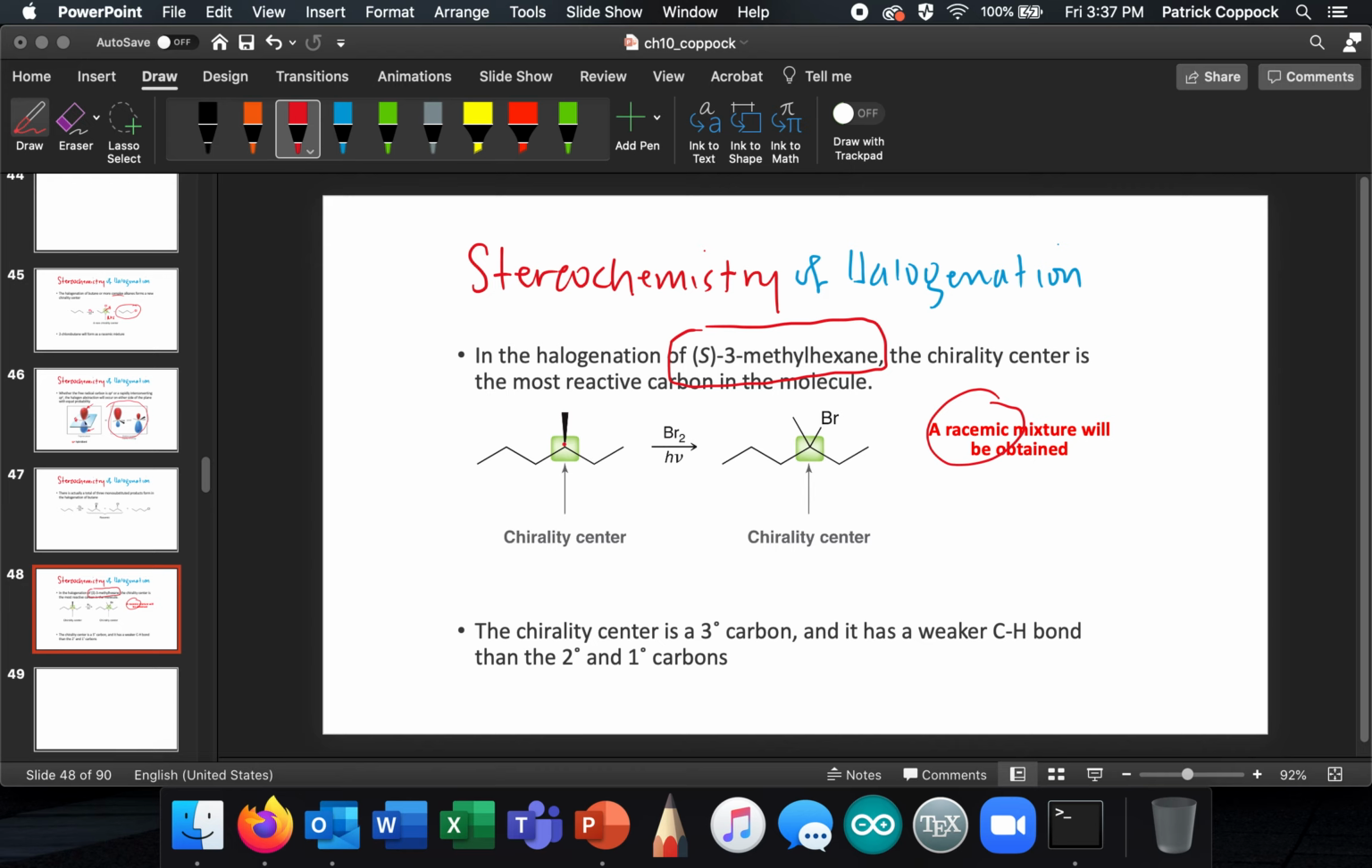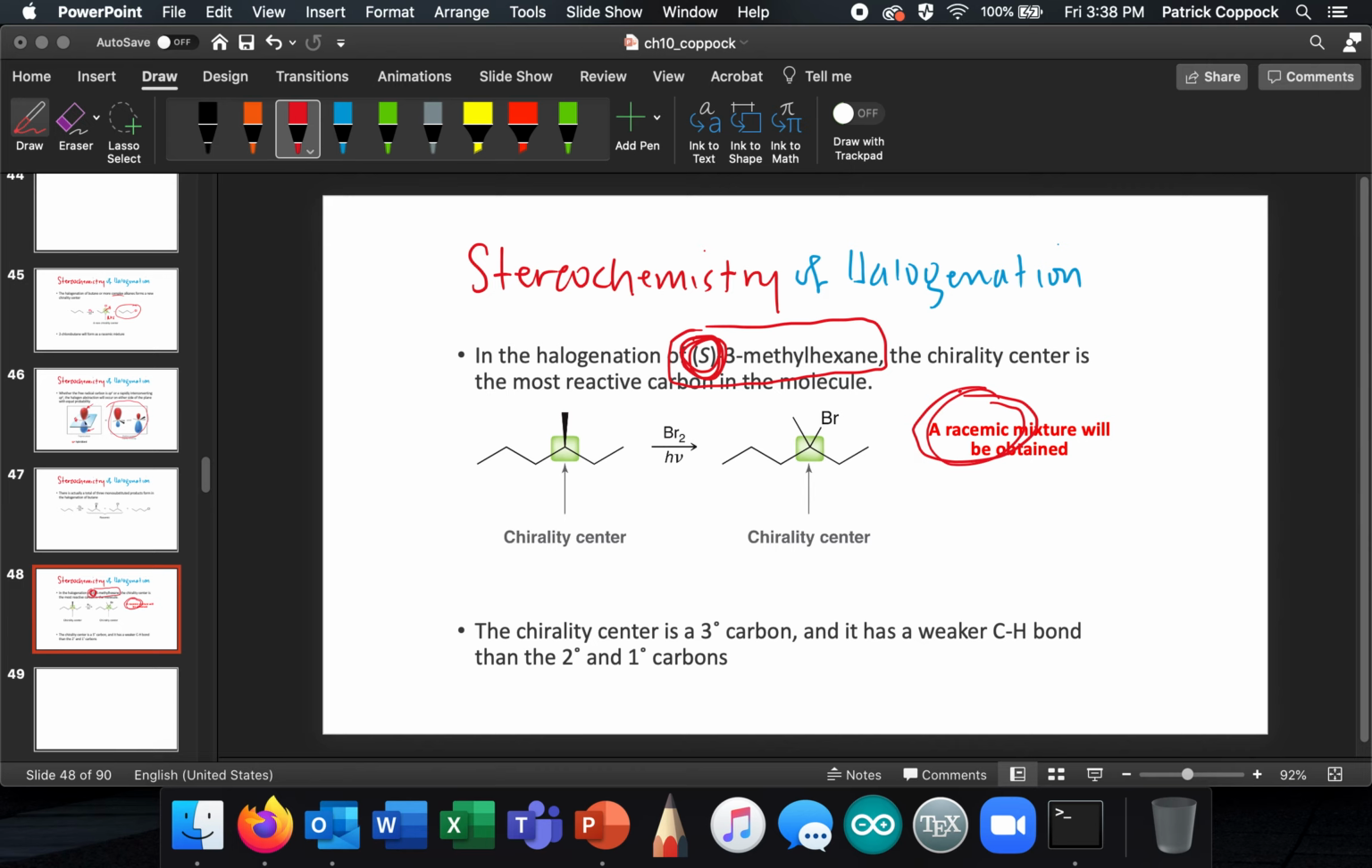If we have a chiral center here, and suppose we have not a racemic mixture, but optically active 3-methylhexane, then once we pull the hydrogen off, it's going to interconvert, or it's going to be sp2 hybridized. And so we're going to get bromine added to either side. So we're still going to get a racemic mixture. All right, hopefully I said that better the second time around.